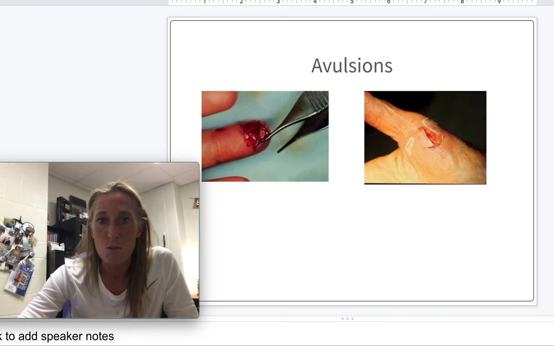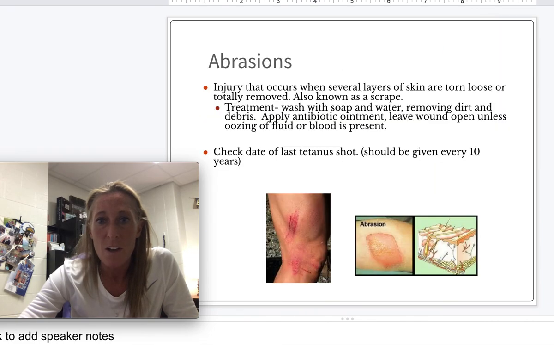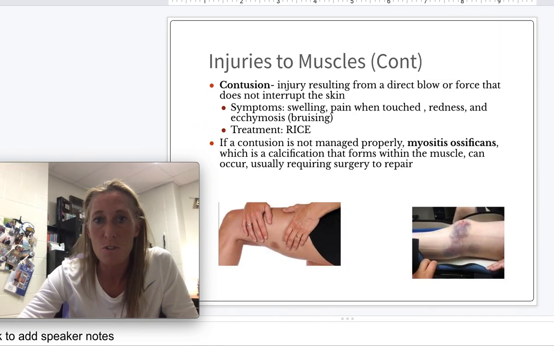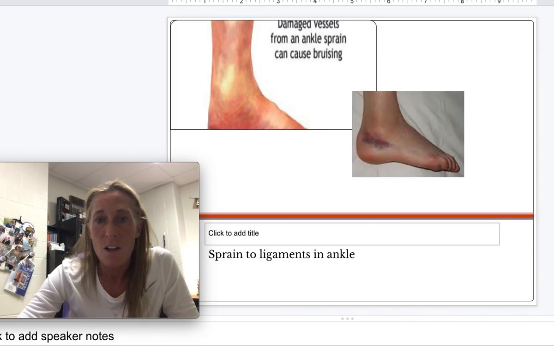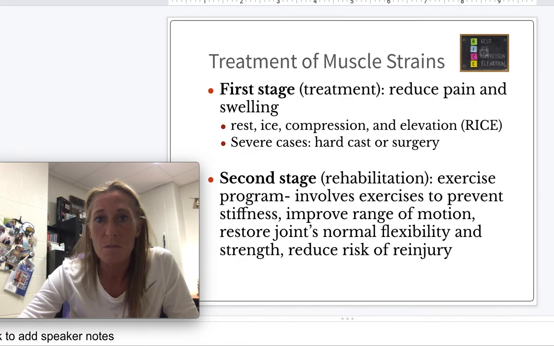All right, so those were, I believe, 5 soft tissue injuries. Ligaments, we went through that.